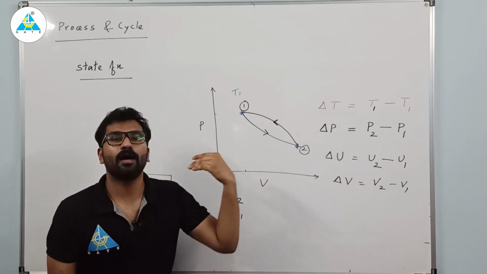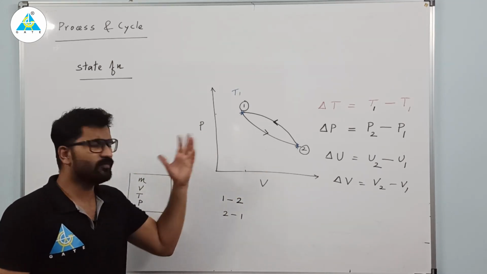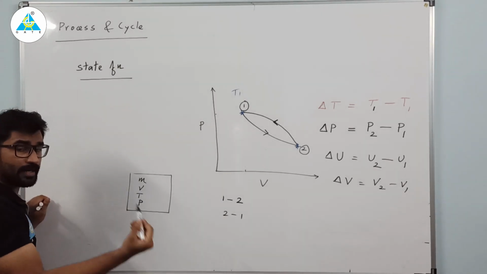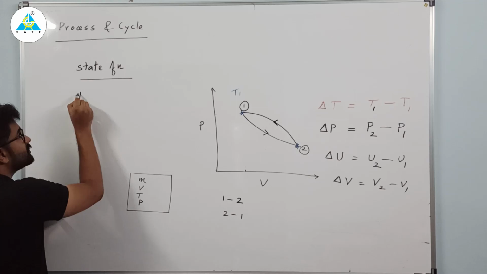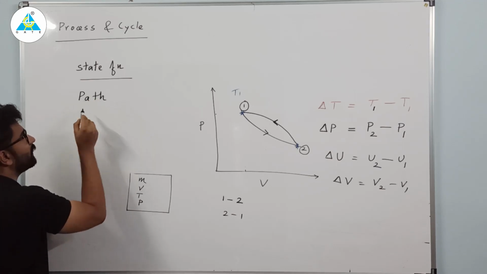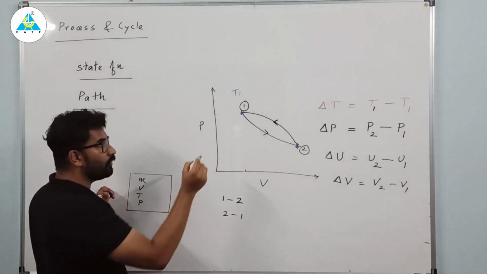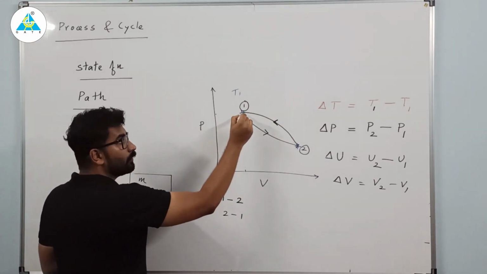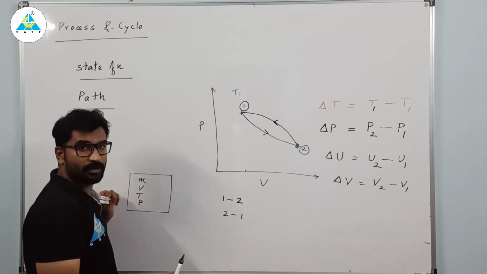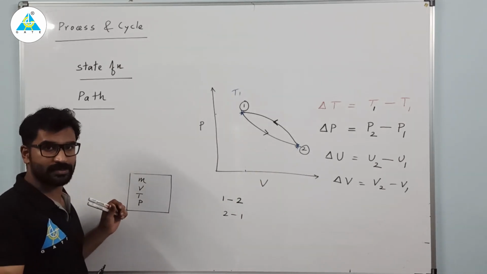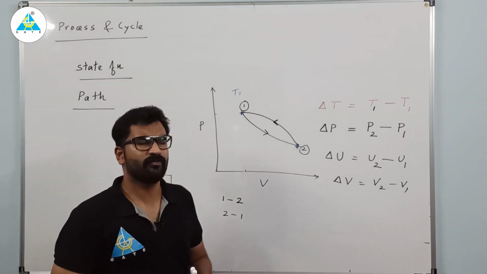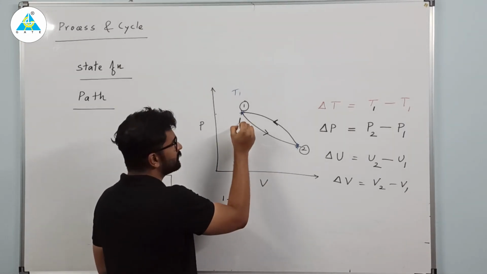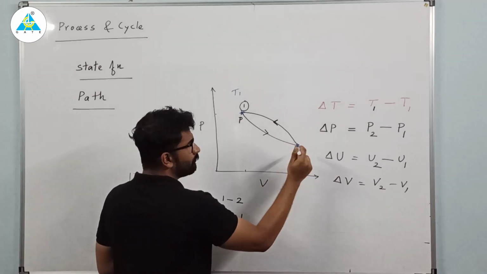So what are our path functions now? State functions we have already discussed. So what kind of things will change during this path? We know that with respect to state, these things are changing, but there will be something that will change upon the path. For example, you are going from any place, say Pune, to Mumbai.